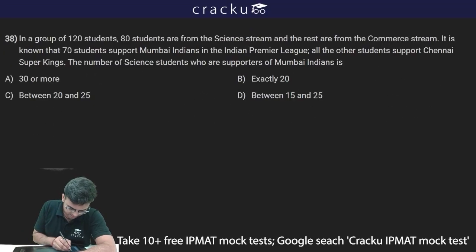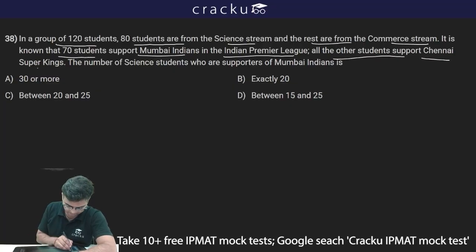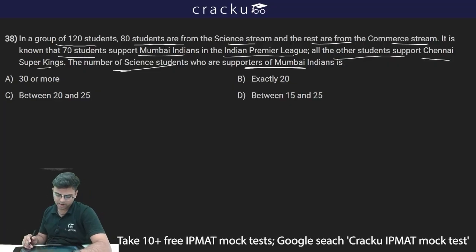The next question is: in a group of 120 students, 80 students are from the science stream and the rest are from the commerce stream. It is known that 70 students support Mumbai Indians in the Indian Premier League and all the other students support Chennai Super Kings. The number of science students who are supporters of Mumbai Indians is.